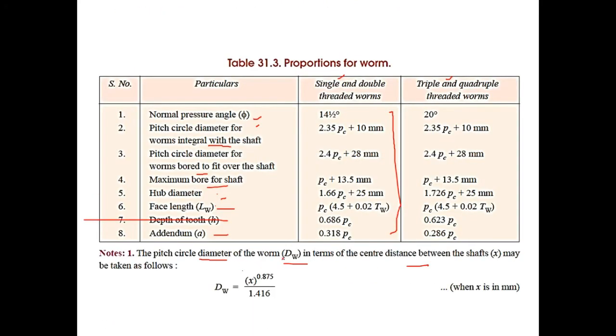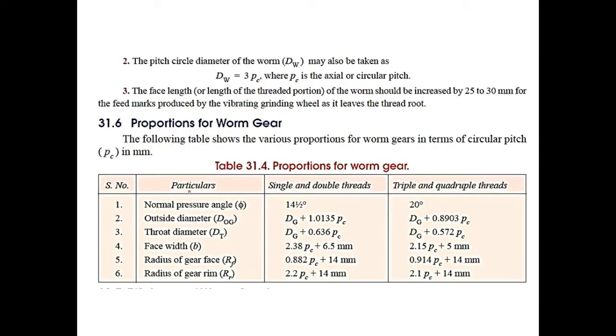The pitch circle diameter dw in terms of center distance x will be equal to x raised to 0.875 divided by 1.416. This is from the empirical relation, where x is in millimeter. Keep in mind, we should put the value of x in mm, then your dw will be in mm. So pitch circle diameter dw may also be taken as 3 into pc.